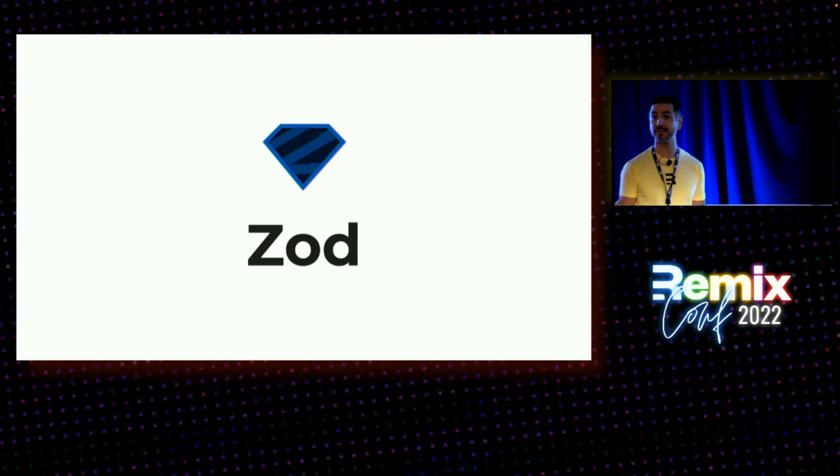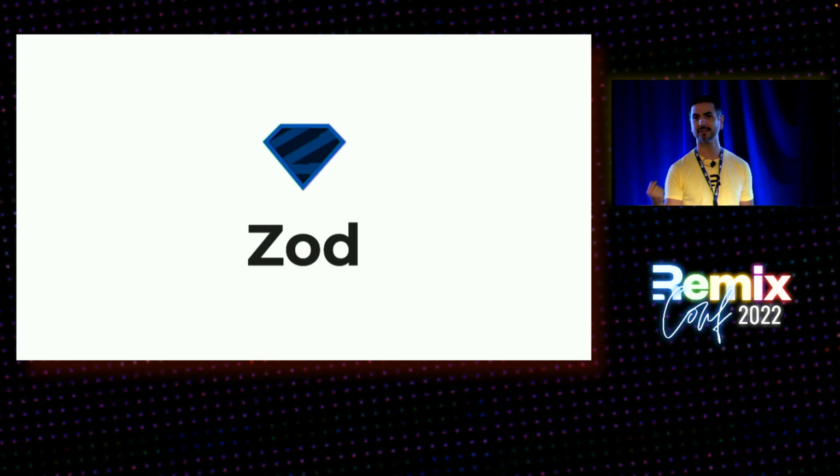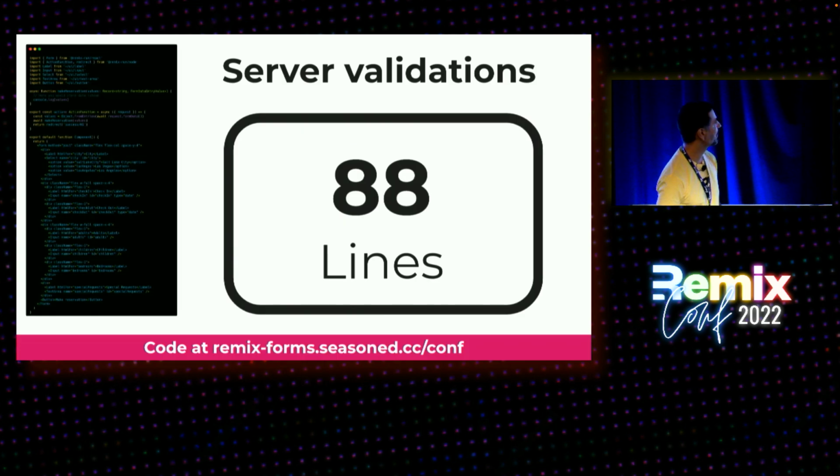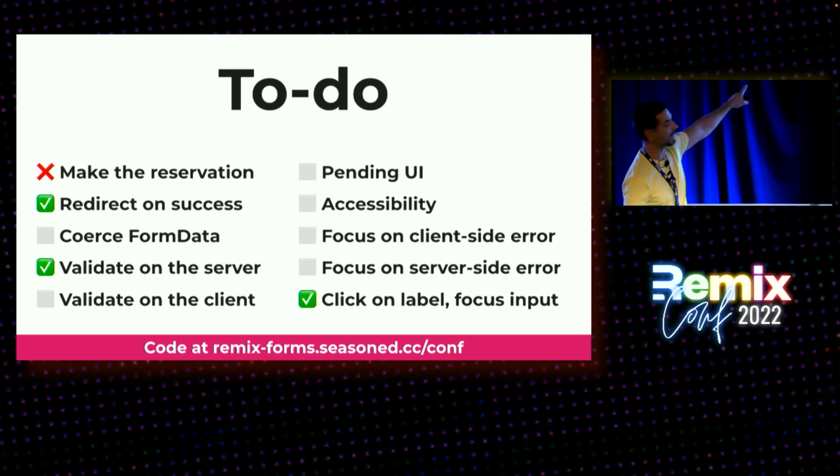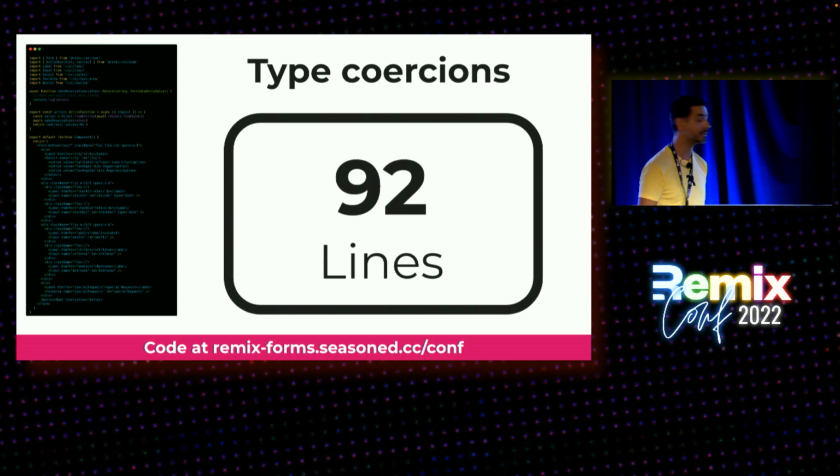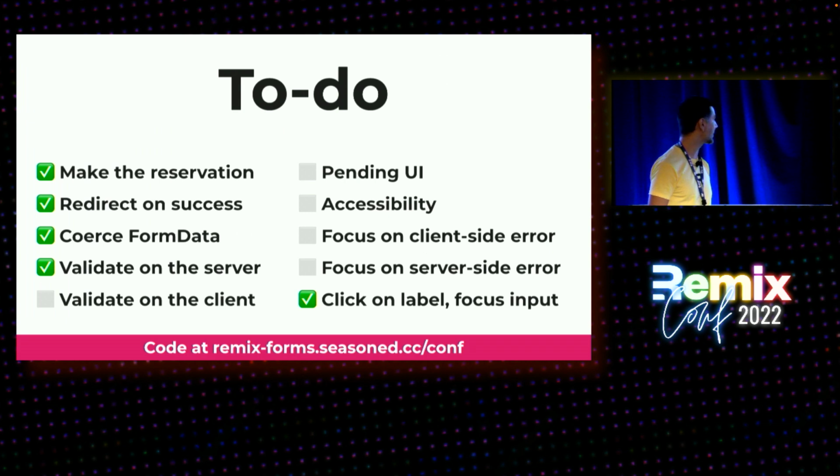And Zod is a great parser that will parse our form data, our input actually, and return typed data if successful and a structured error if not. So we build server validations with Zod, and we end up with 88 lines of code so far. But we lost the make the reservation because now it fails every time because we're not coercing form data yet. So when we coerce form data, for this case, we end up with 92 lines of code. But now we're halfway through our to-do list. We need 5 out of 10.